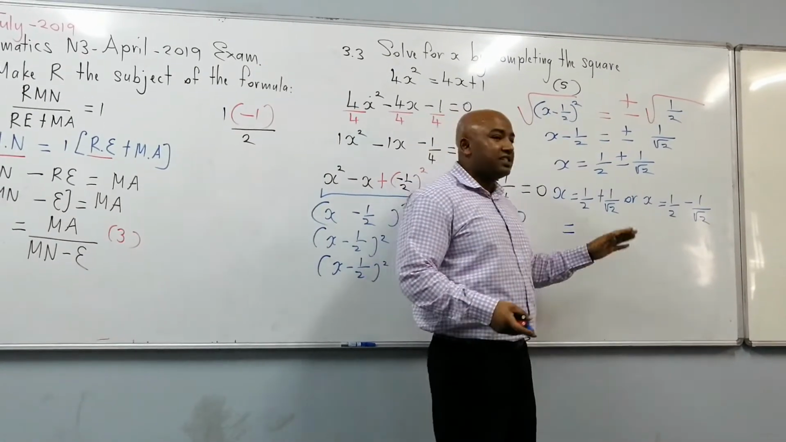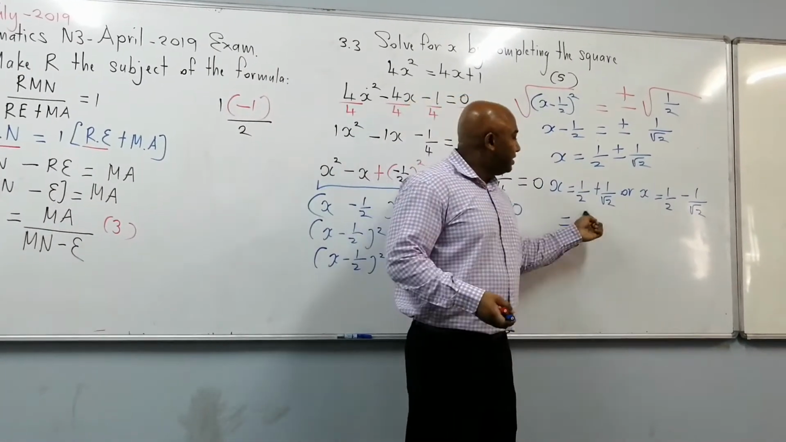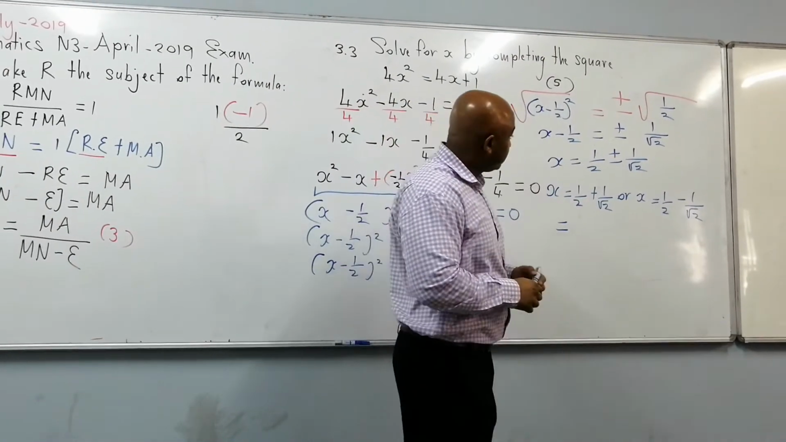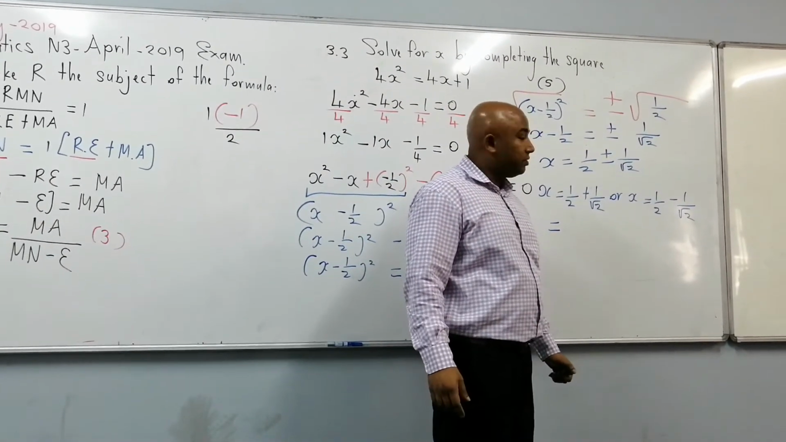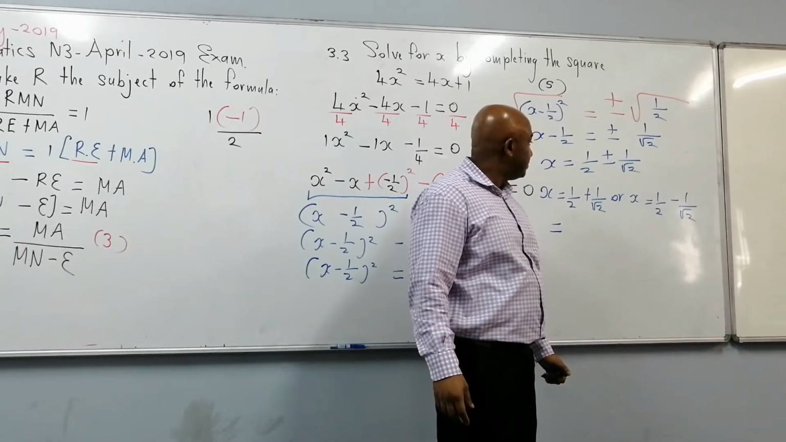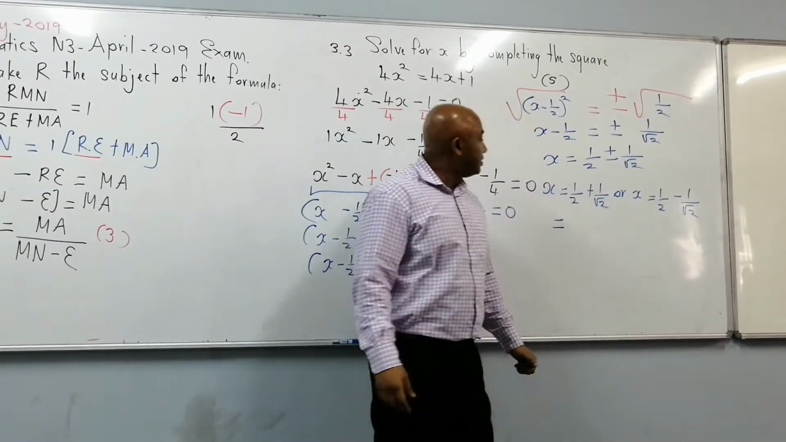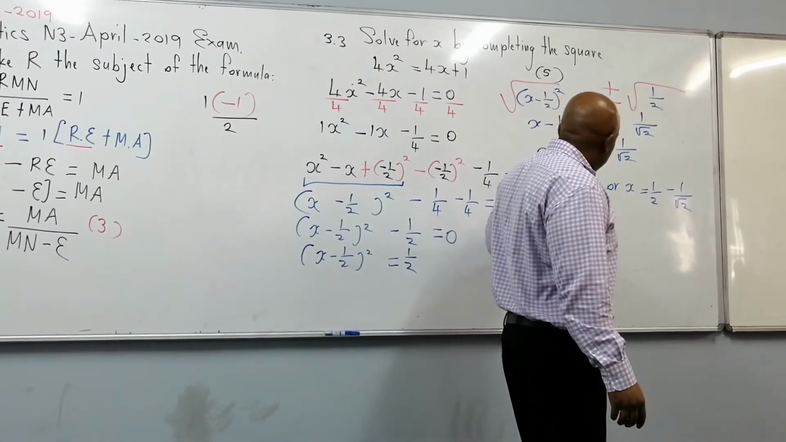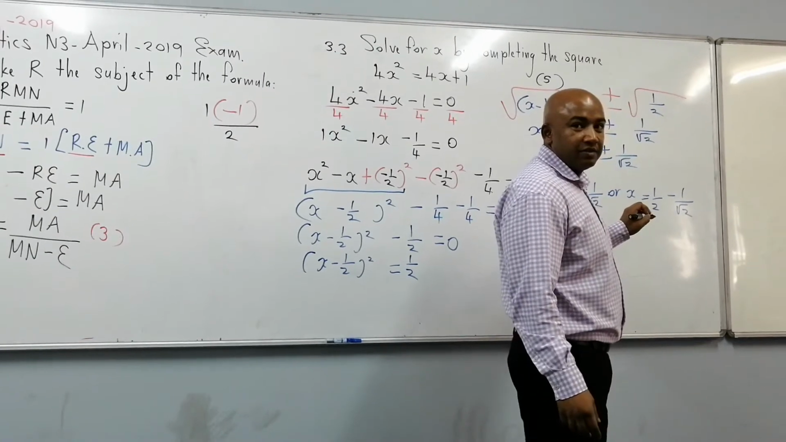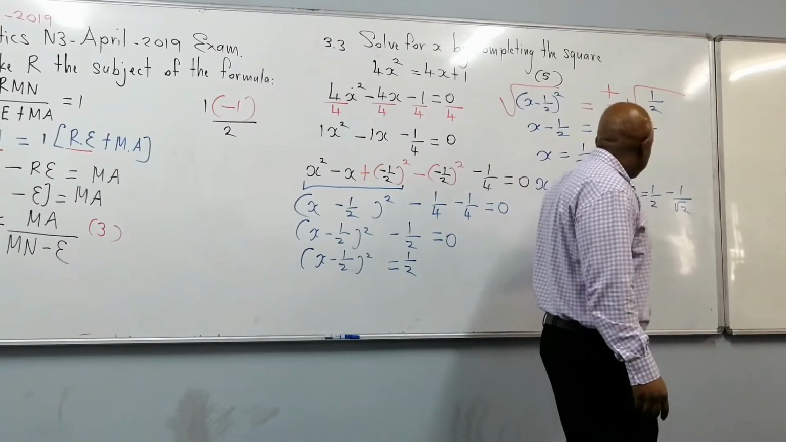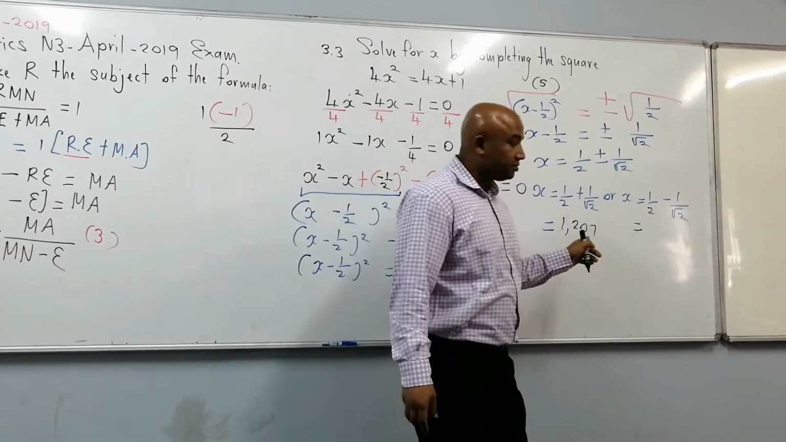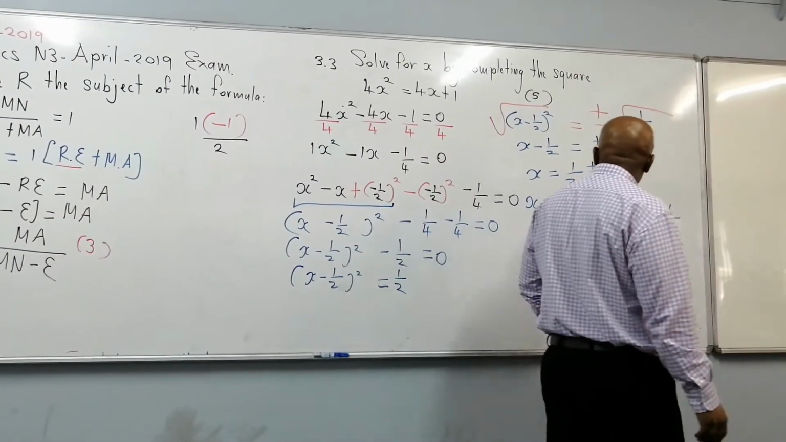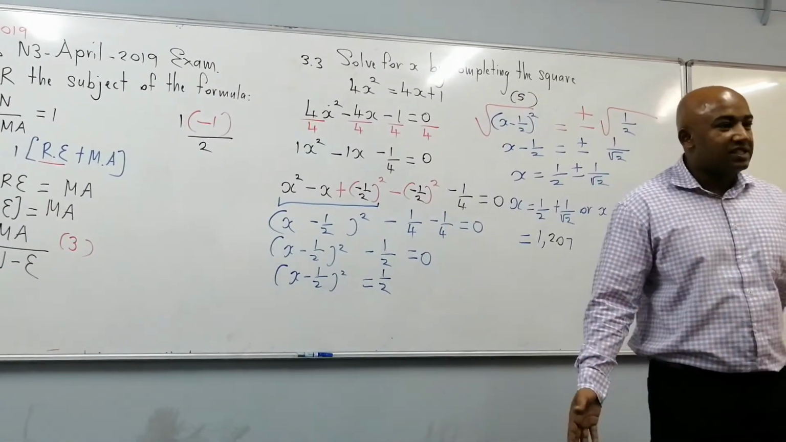Alright, so that's as far as we can go. We could rationalize the denominator, but we're not interested in all that. Let's just work out the final answer, round it up to 3 decimal places there. Give me the answer there quickly. So let's work this out. 1 over 2 plus 1 over root 2, what do we get there? 1.207. That's 1.207. And this one? Negative 0.207.